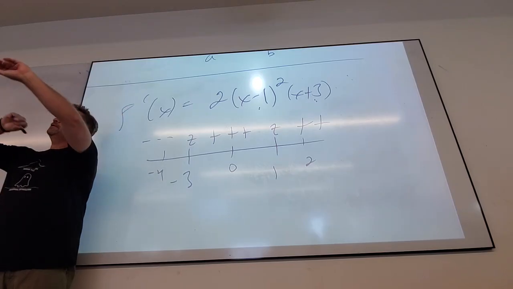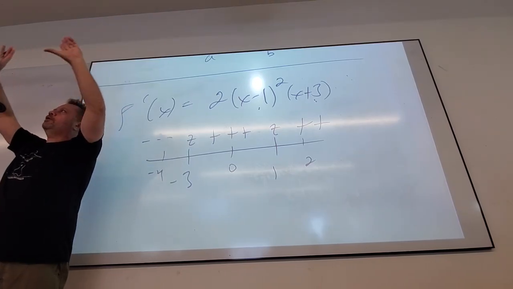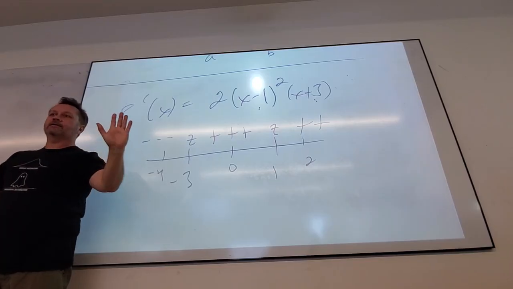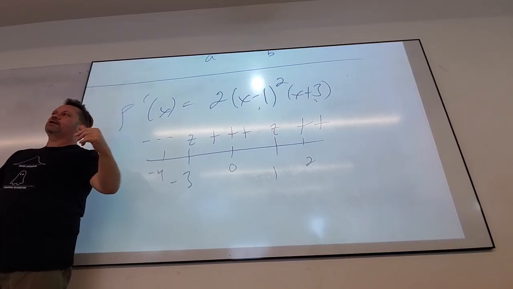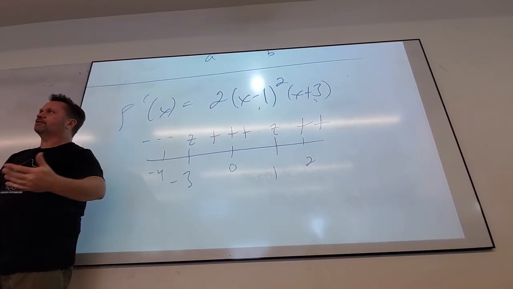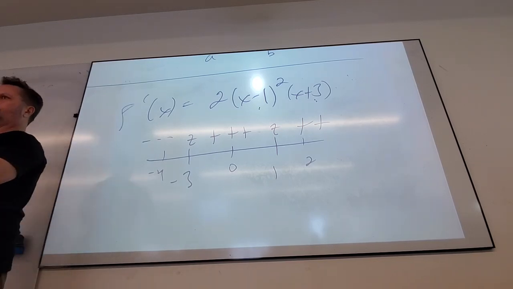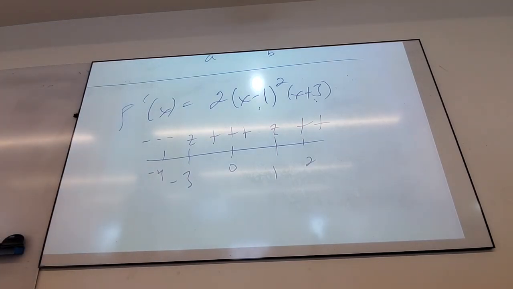So to me, it's kind of nifty that the work for the f prime sign diagram and the work for f double prime are the exact same work. It's just that the interpretation is different, because f prime means one thing, f double prime means another. Is that better? Okay.